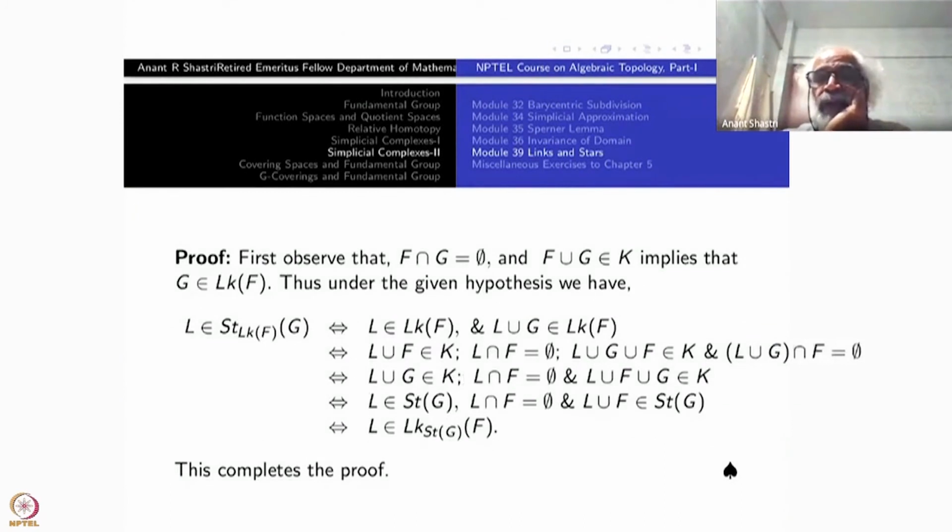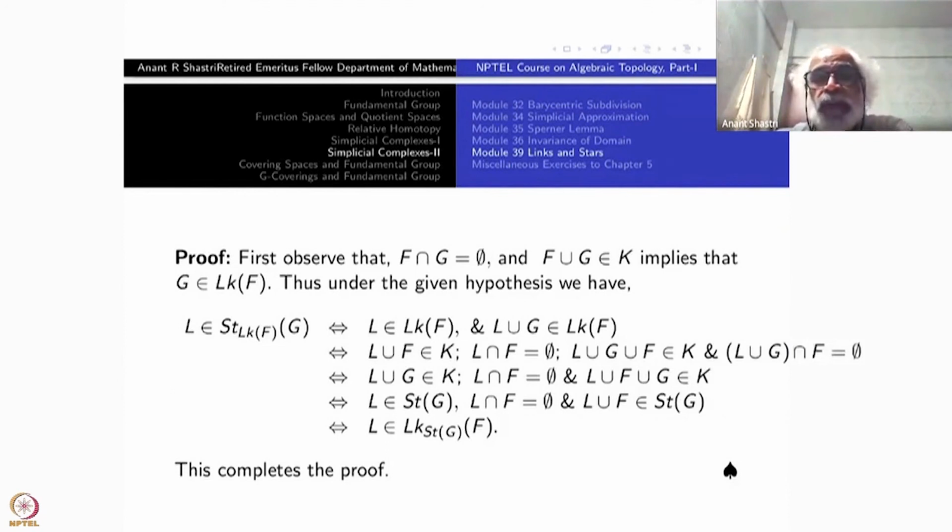So this is the same thing as L union G inside K, L intersection F is empty, L union G union F inside K. I am just rewriting this, so nothing is lost here. But this is the same thing as L inside star of G by the definition. L intersection F is empty. L union F is in the star of G. This is the definition, because L union F union G is inside K, so this is in the star of G.